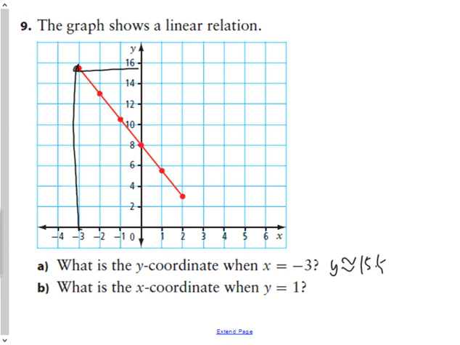And what's the x coordinate when y is 1? So when y is 1, it is here. In order for me to figure that out, I have to extend my line and meet it. And I can say x is approximately 3.